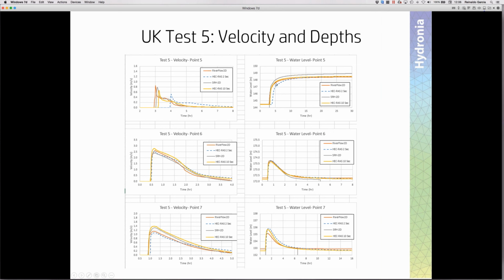This is a velocity here too. HEC-RAS, the first run we did was with 2 seconds, which is this point here. That's a very big difference in the frontal wave arrival and also the magnitude of the velocities. Now, by increasing the time step to 10, the results look much more similar to the ones we get with RiverFlow2D or SRH-2D. They're not so close, but they are closer. And the same behavior applies to water level.